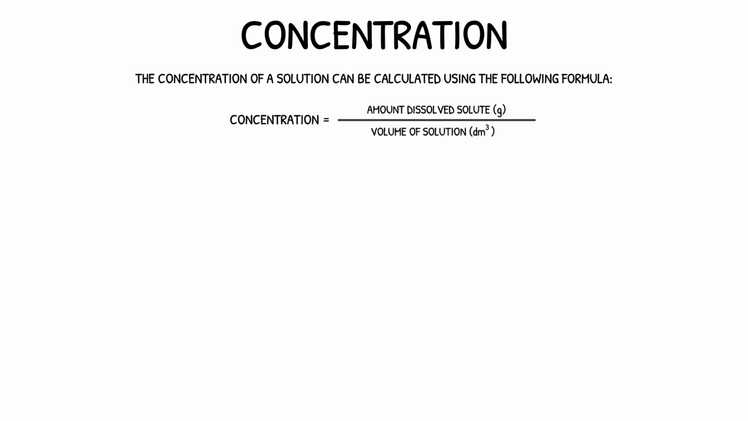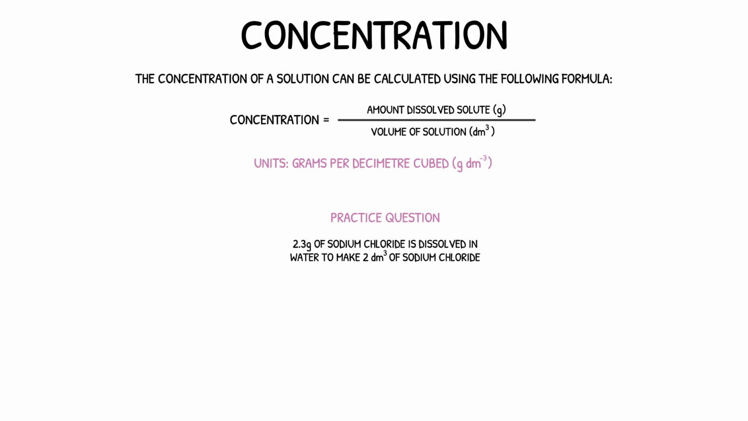We can calculate the concentration of a solution using this simple formula, where concentration is equal to the amount of dissolved solute divided by the volume of the solution. The units used for concentration are grams per decimeter cubed. For example, 2.3 grams of sodium chloride is dissolved in water to make 2 decimeter cubed of sodium chloride solution. Calculate the concentration of the solution.